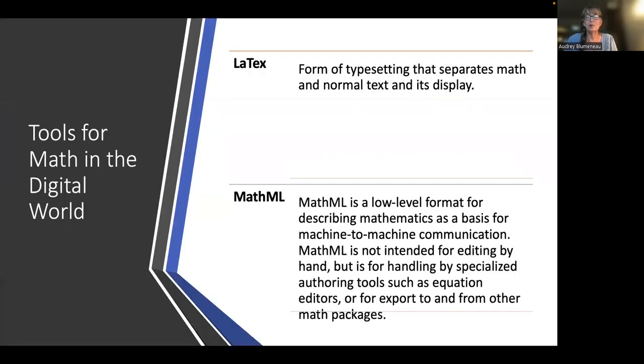So there are some tools for math in the digital world. LaTeX is a form of typesetting that separates math and normal text and its display. And then we have MathML. It's like HTML, but it's MathML. So it's a markup language that is a low-level format for describing mathematics as a basis for machine-to-machine communication. MathML is not intended for editing by hand, but it is handled by specialized authoring tools such as equation editors or for export to or from other math packages.